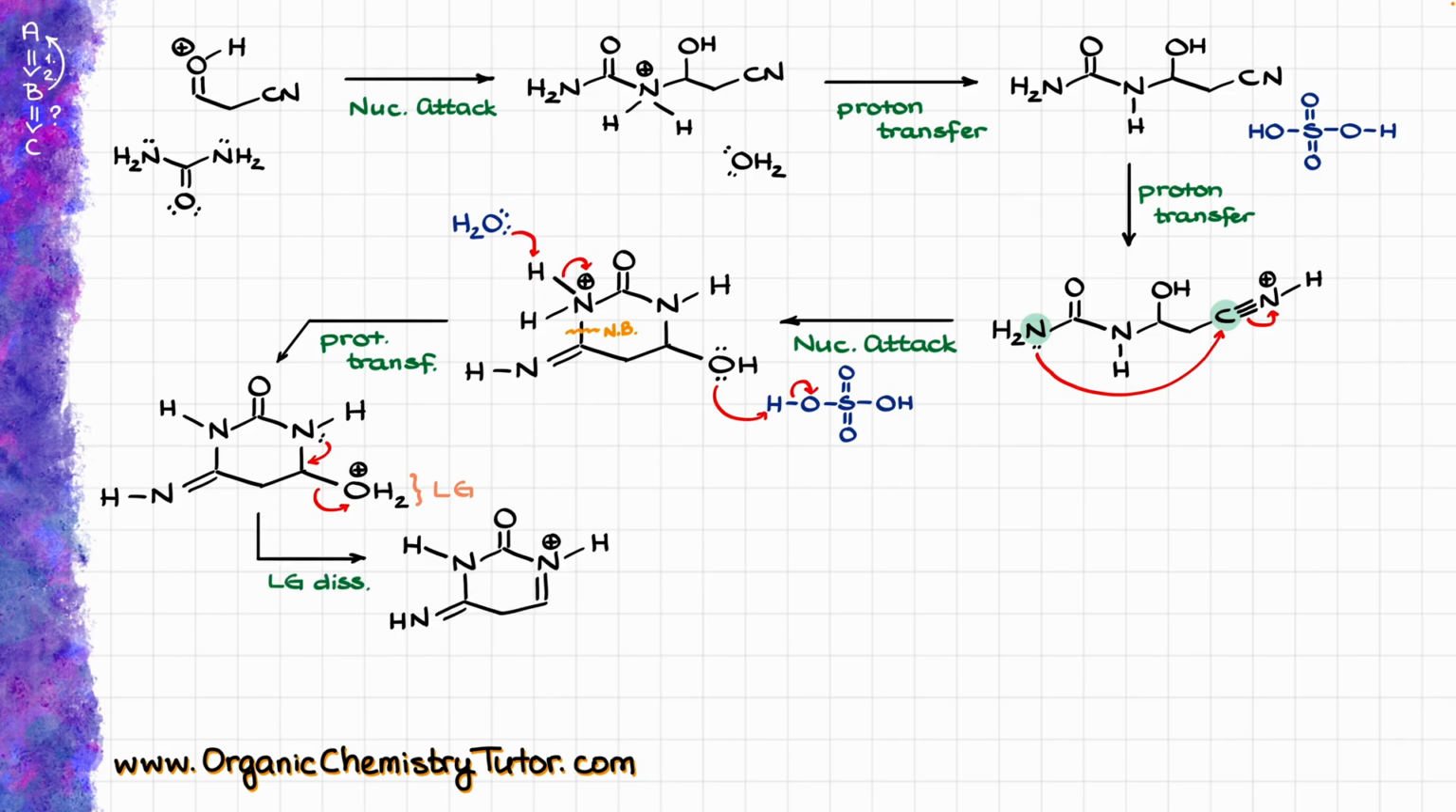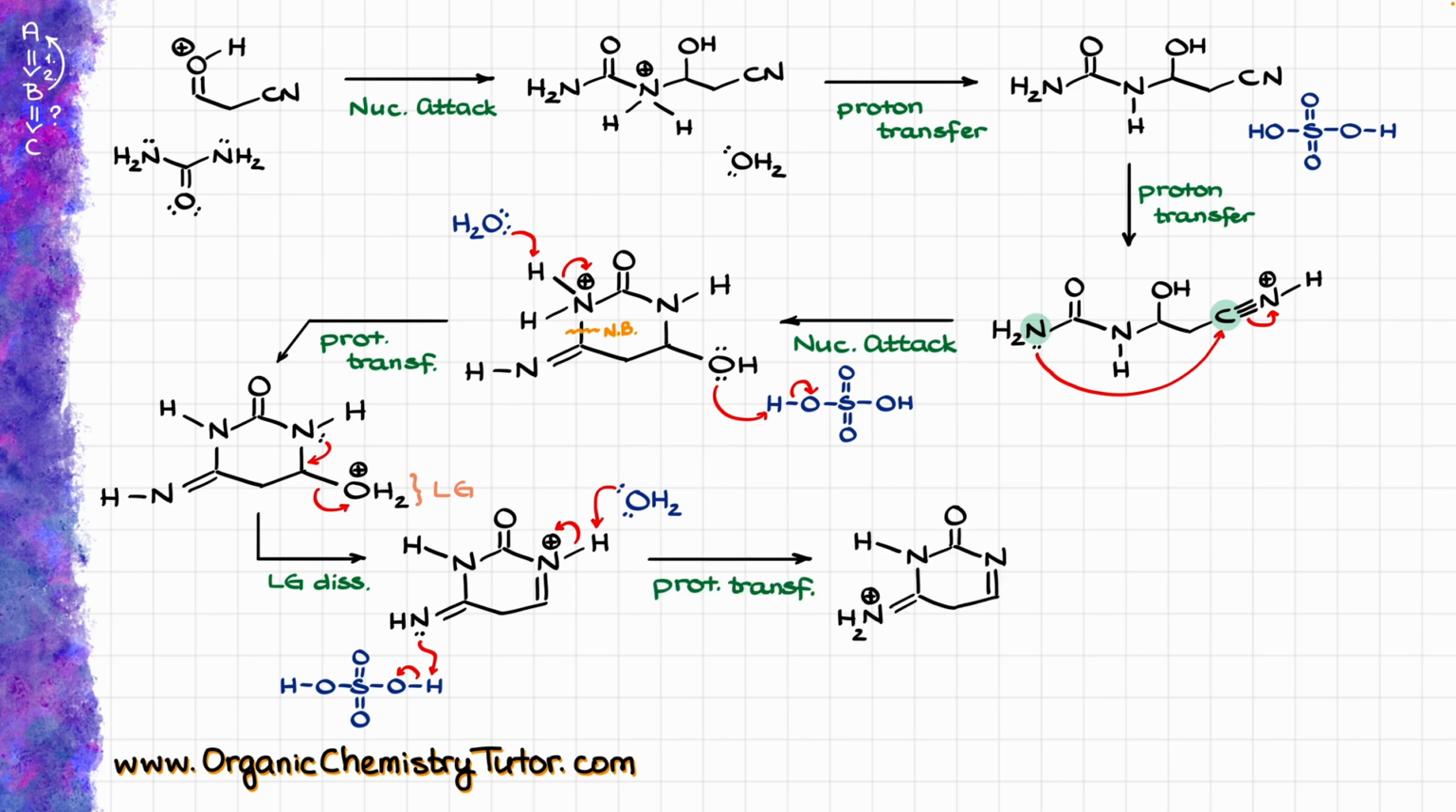And again, I'm going to have a couple of proton transfers here. So first, I'm going to show another equivalent of water coming in, deprotonating our molecule like so. And then I'm going to bring my sulfuric acid back to protonate the nitrogen, so I'm going to protonate this nitrogen like this, and after these proton transfers I'm going to get the following intermediate.